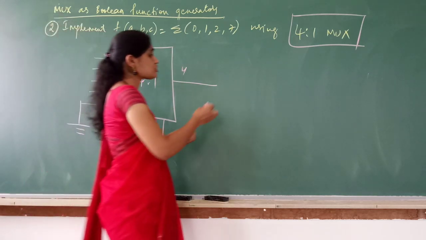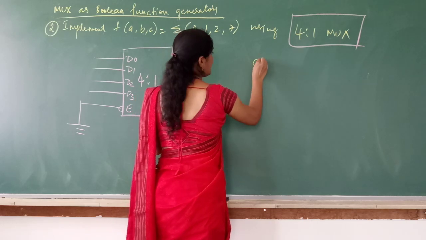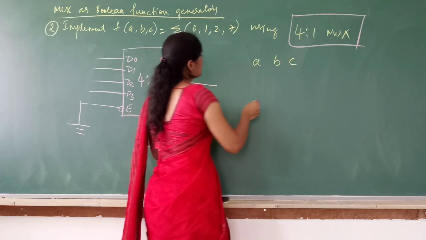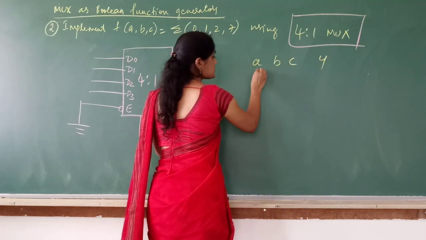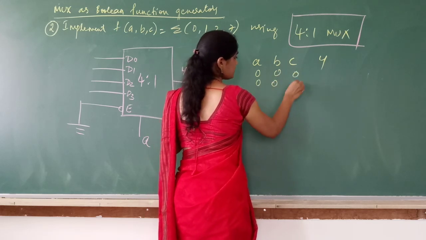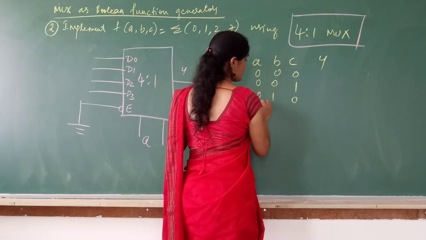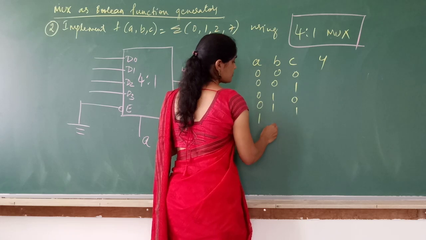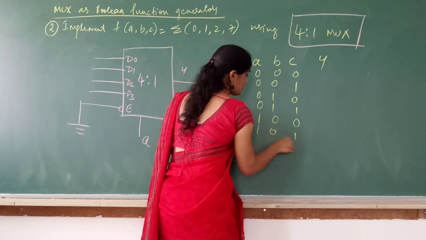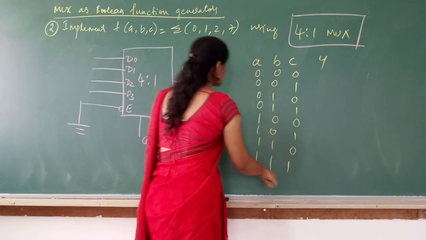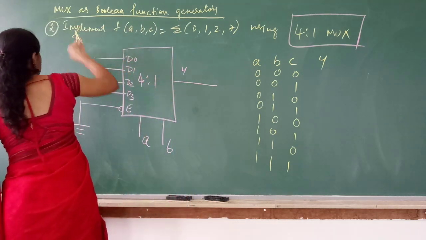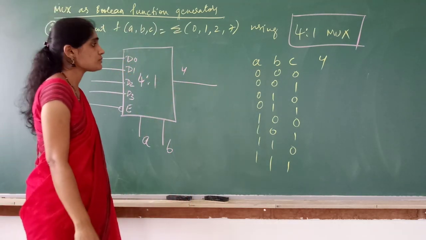For that, you write the truth table first. Truth table: A, B, C, and Y is the output. 0, 0, 0, 1. 0, 0, 1, 1. 0, 1, 0, 1. 0, 1, 1, 0. 1, 0, 0, 1. 1, 0, 1, 0. 1, 1, 0, 0. 1, 1, 1, 1. Similar problems you are going to get in your exam. So these types of problems are very important.